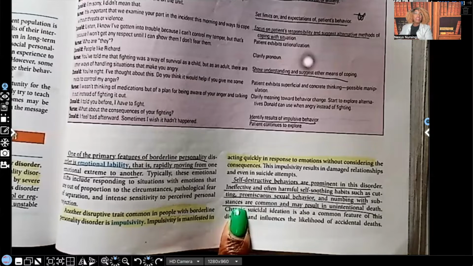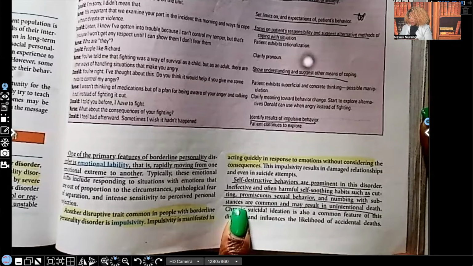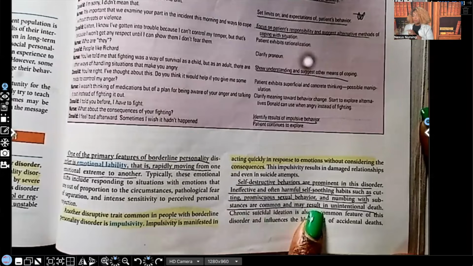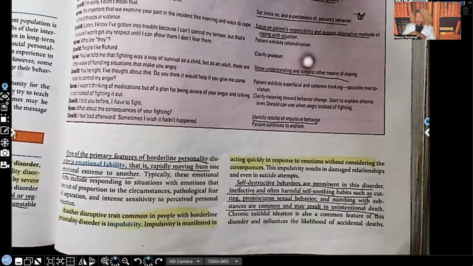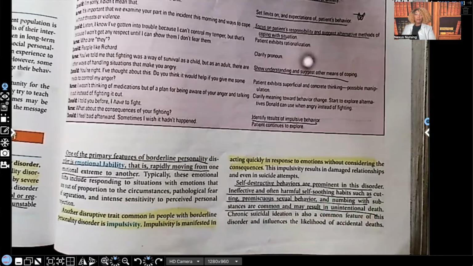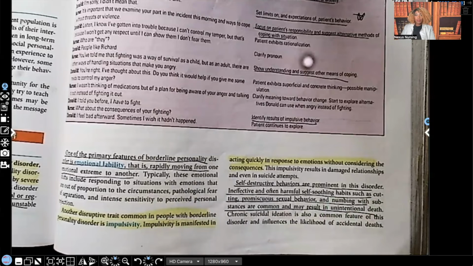Okay, so addiction is often a comorbidity with this type of diagnosis. This is common and may result in unintentional death. Something that I didn't see here, but you need to know, is that for borderline personality, very often they will die accidentally. And here's what I mean by that.